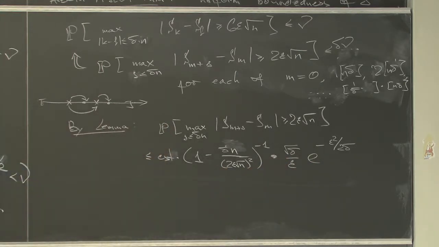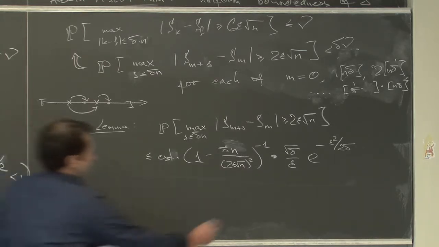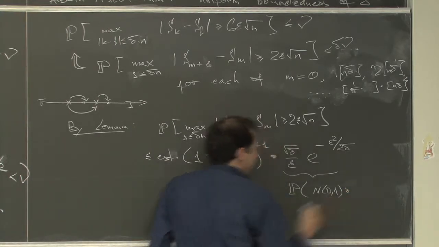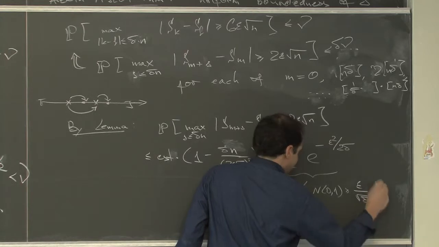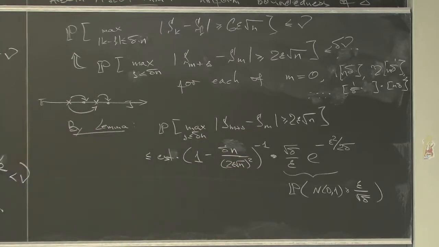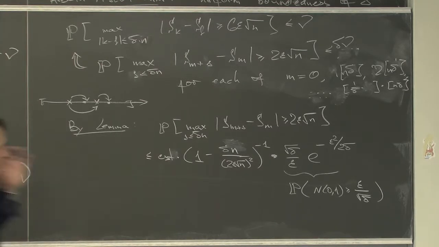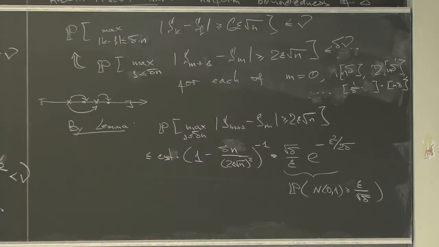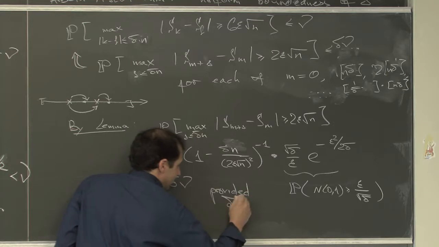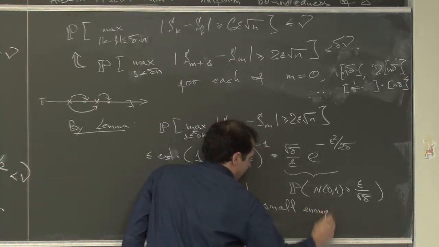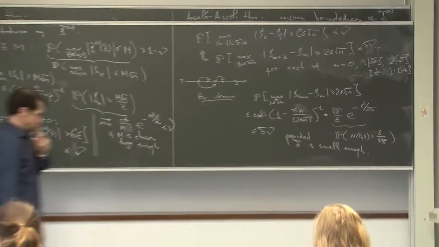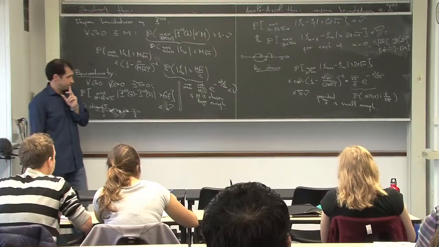Are you okay with what I wrote here? So this is the probability that the standard normal variable is greater than epsilon over square root of delta. And this is exactly what we need here. Okay? And again, what I claim is that it can be made strictly less than what we need, provided delta is small enough. Any questions?